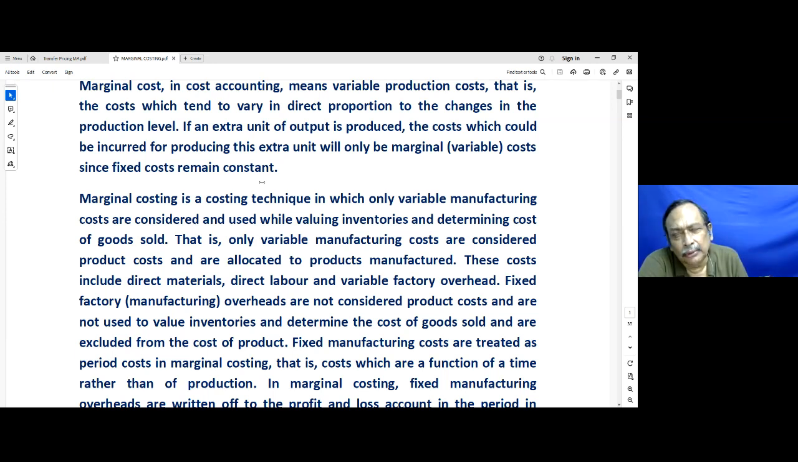But marginal costing is not a method, it is a technique which makes a distinction between fixed cost and variable cost. Fixed costs are separated out as a period cost, and we go for calculation of contribution, and by deducting the fixed cost as a period cost from the total contribution, we get the profit. In marginal costing, we are going to consider only the variable cost, and fixed cost is separated out and termed as a period cost.